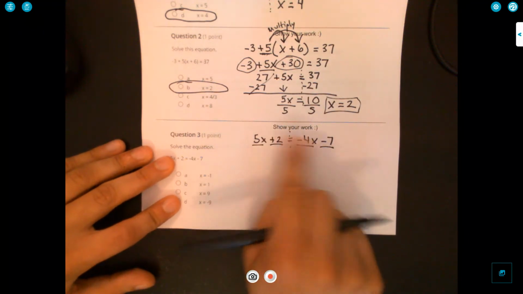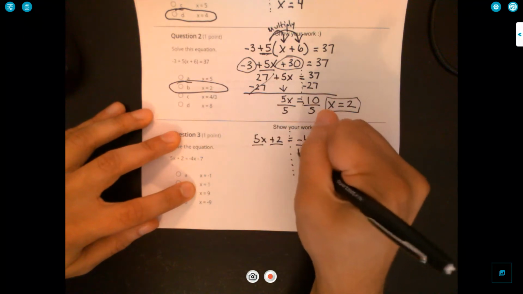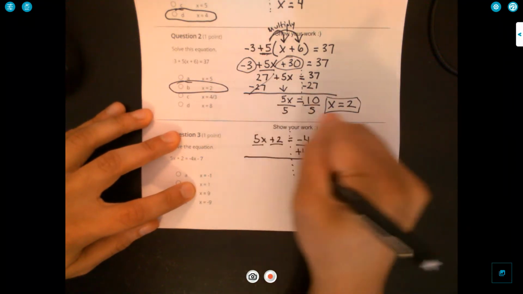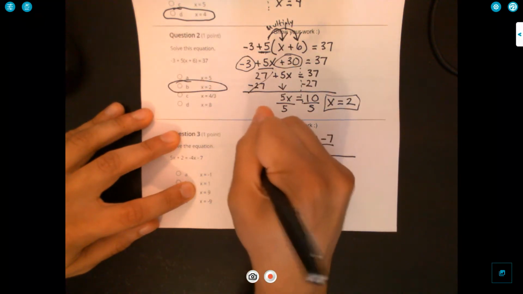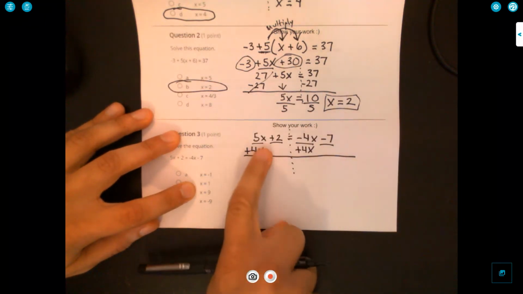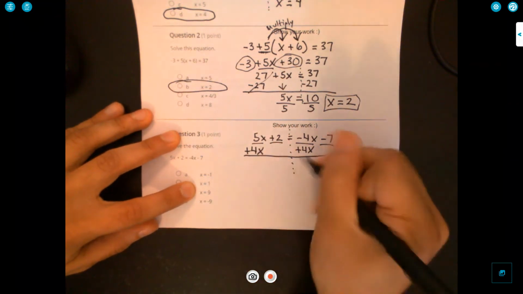We have variables on both sides, so I'm going to have to get rid of a variable somehow. I'm going to get rid of this -4, and we're going to say plus 4x. And if I plus 4x on this side, I have to plus 4x on this side. But I have to keep it with a variable. Got to keep variables with variables, numbers with numbers. So this is going to cancel out.